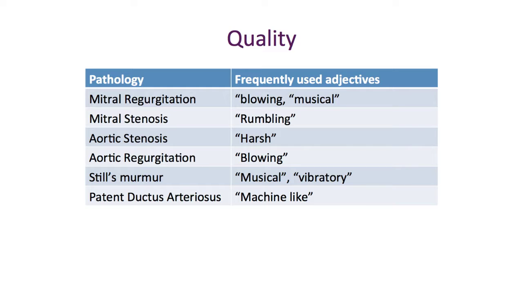There are a variety of qualitative descriptions of murmurs. I've listed those here in a chart. Mitral regurgitation is often described as a blowing or musical sound. Mitral stenosis is often described with a rumbling sound. Aortic stenosis is often harsh. Aortic regurgitation is often blowing. A Still's murmur is often musical or vibratory. And patent ductus arteriosus is often described as machine-like.